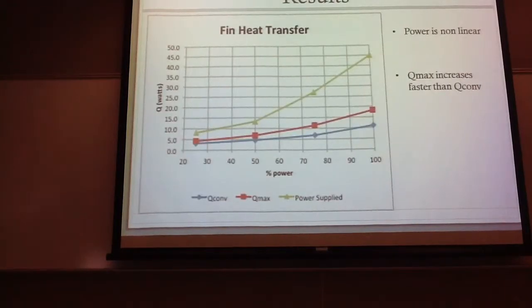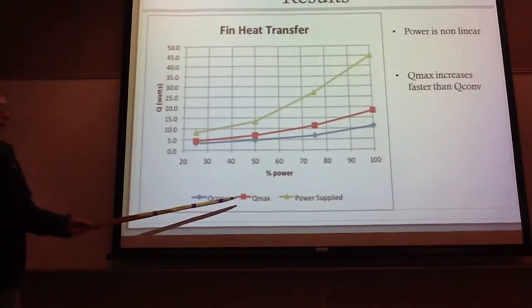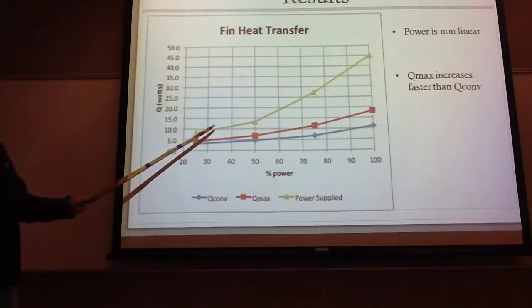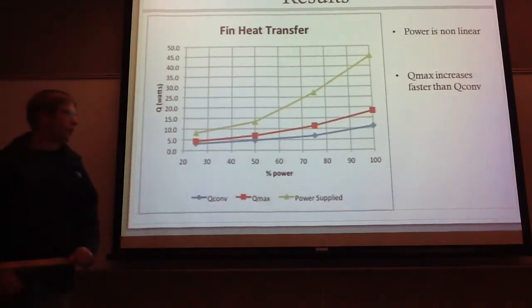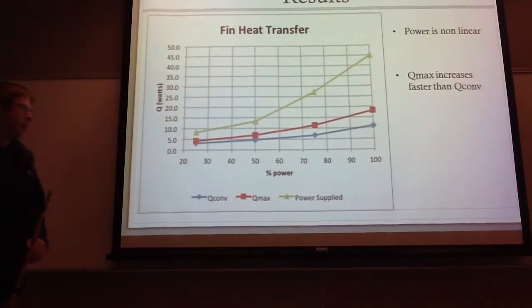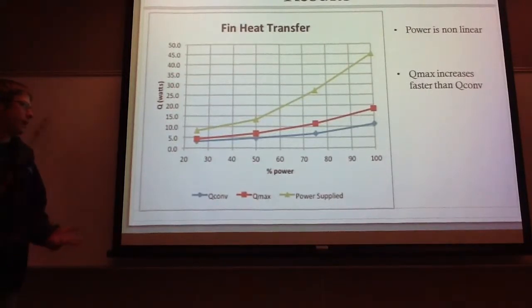This is the results of the heat convection coming off of the rod, as well as the calculated Qmax. And this top green line right here is the power supplied, and the power supplied to the iron did not increase as the knob was turned. So if we turn it up maybe halfway, the power supply wouldn't be half of its max.